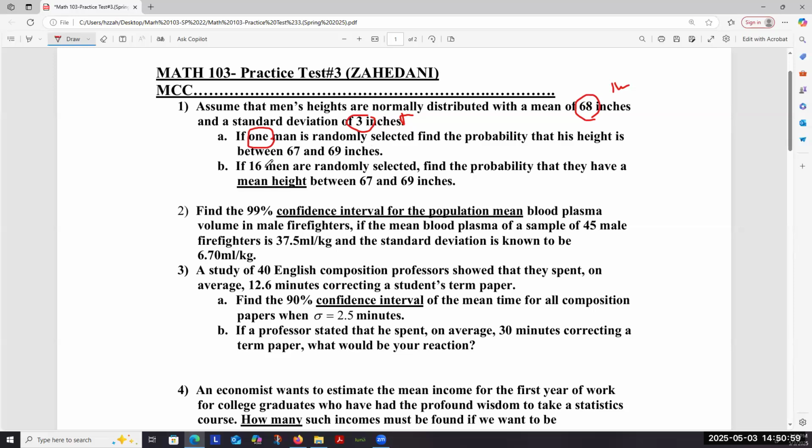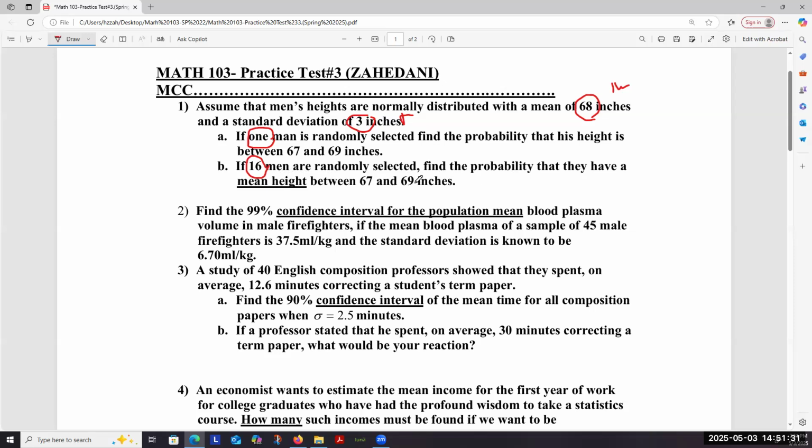In the second part, you are going to pick a group of 16 people. When you pick the group of 16, then you are not going to talk about 1%. You are going to talk about the common characteristic of these 16 people. The characteristic that we're interested in is the height, but we are going to talk about the mean height. So the variable is x bar, and you want to find the probability that x bar is between 67 and 69.